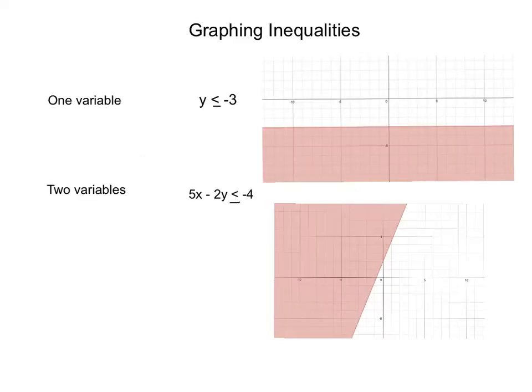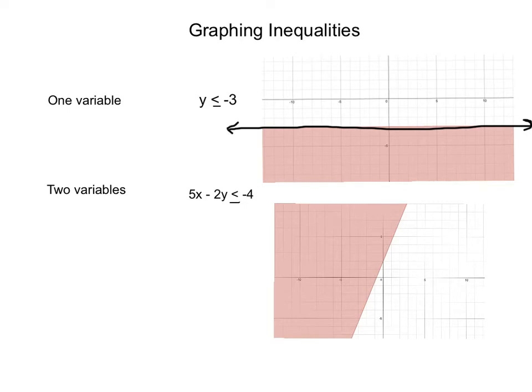So next we're going to be talking about graphing inequalities, and let's start off simply with a one variable inequality. And this represents a graph that looks like this on the right. And if you think about, rather than an inequality, we have y equals negative 3, that would just be a line, correct? It would just go right across here. That would be our line, y equals negative 3.